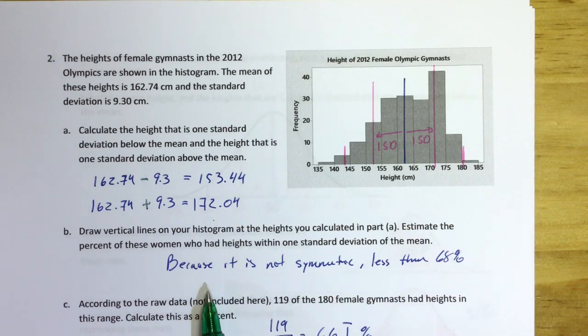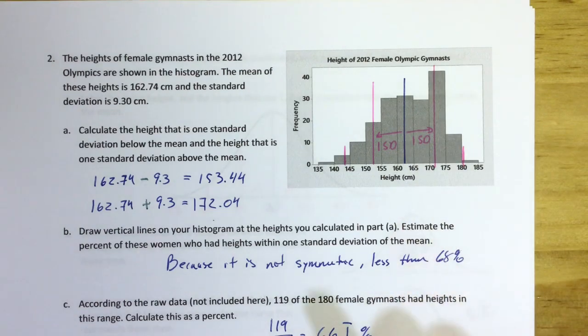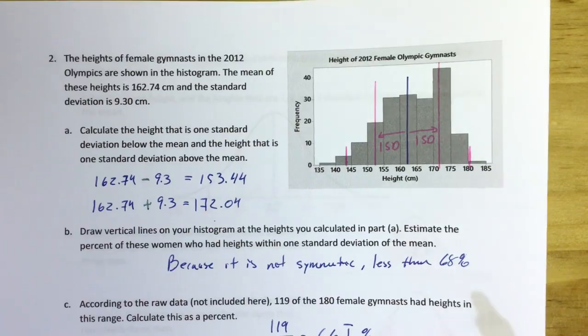So I wrote this, said, well, because it's not symmetric, I'm going to say it's less than 68%. So I'm basing the answer on what I know from the normal distribution, but because I've got this high point that's sitting on the outside, I was like, look, it's probably going to be a little bit less than 68%. So I wasn't too sure on that one.